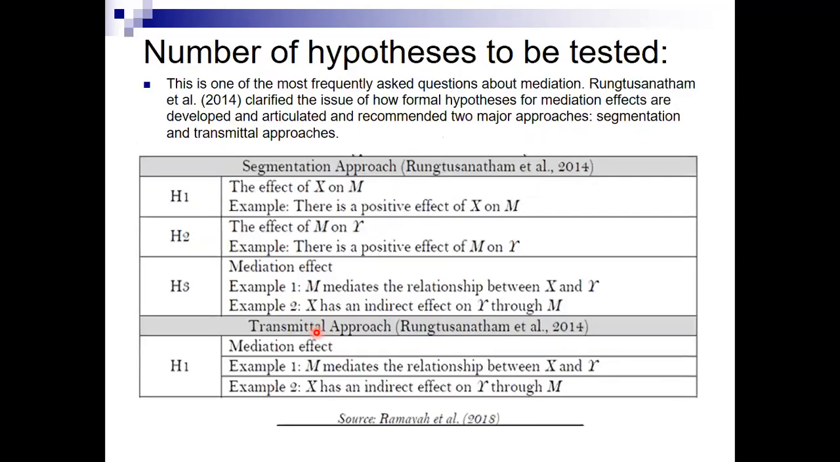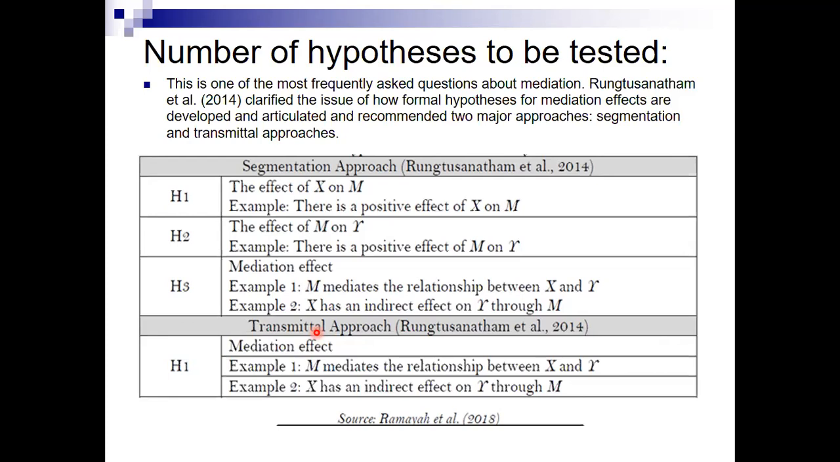Now, so in the segmentation approach, you'll have at least, okay, at least 3 hypotheses for 1 mediator, okay? If you have 2 mediators, you'll have 6 hypotheses, or maybe 5, it will depend. Let me show you.